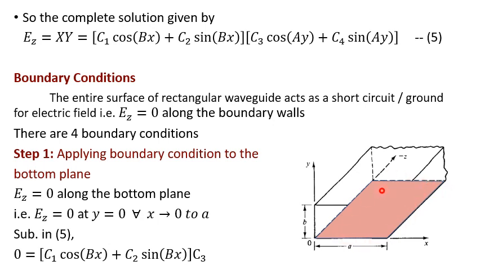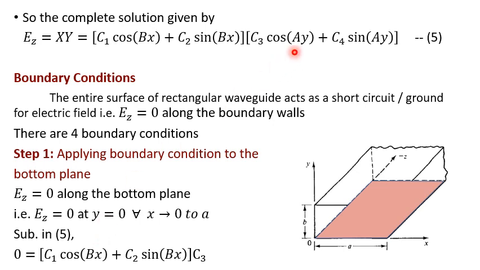Okay, so the bottom plane can also be represented as y is equal to 0 for all x ranging from 0 to a. So Ez will be equal to 0 at y is equal to 0 for all x ranging from 0 to a. That represents the bottom plane. If I substitute this condition in the complete solution, you will get Ez is 0, and you substitute y is equal to 0.